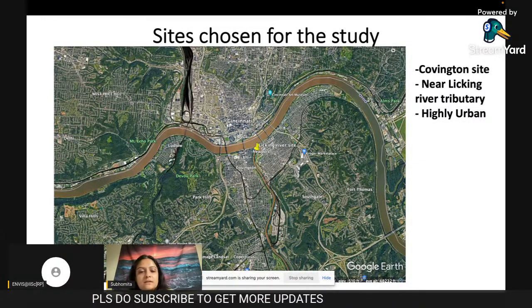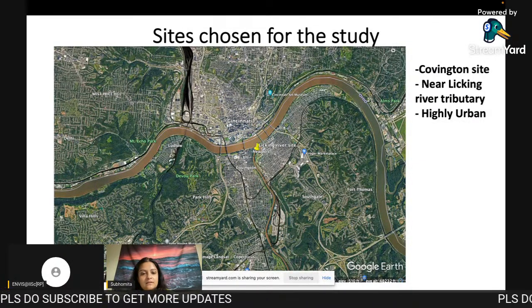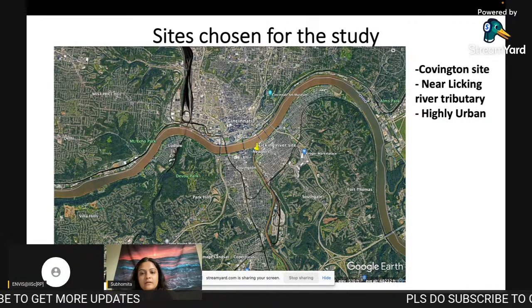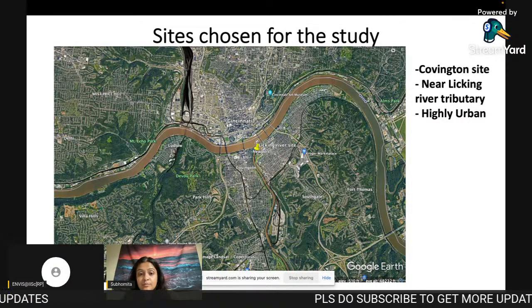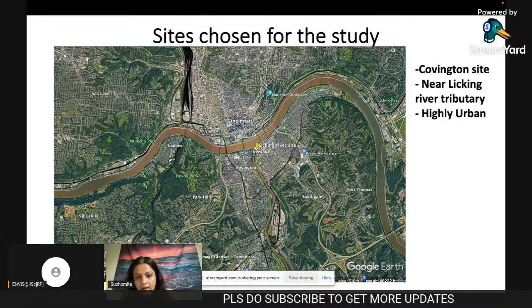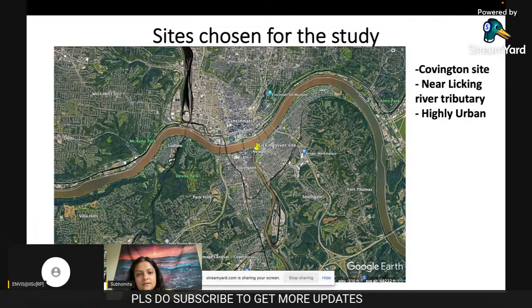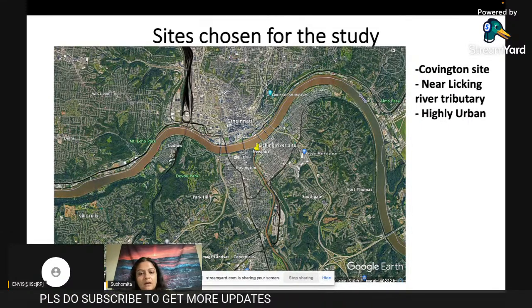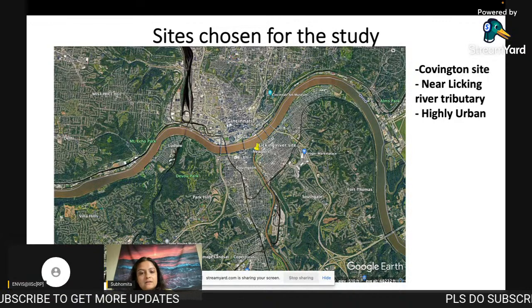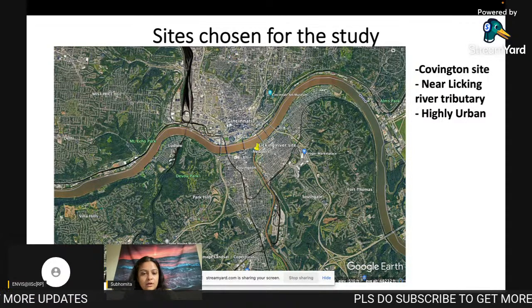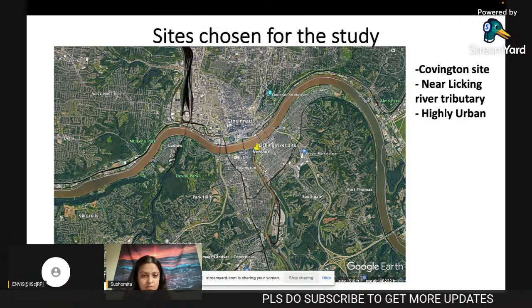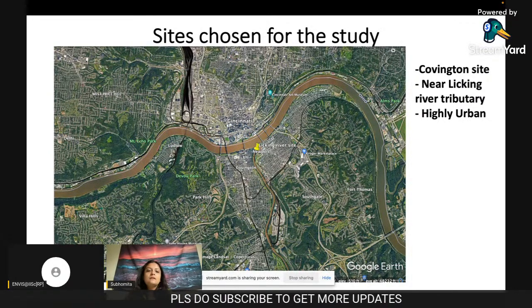One is the Covington site, which is around here. That's the river, and this is the Licking River, a tributary of the Ohio River, and this is a heavily urbanized site. Cincinnati is a big city, and across that is Newport, and Covington is this location, and this is actually where I live and work also. But this is a heavily urbanized site.